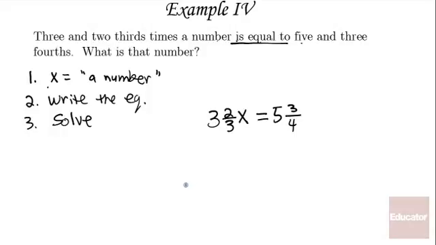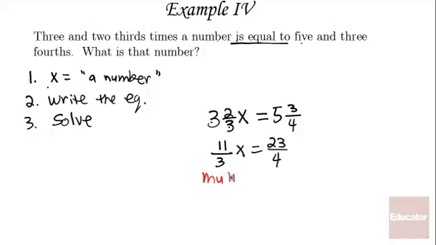Now, as I did in the previous example, I need to change these into improper fractions to make them easier to work with using the multiplication principle. So 3 times 3 is 9, plus 2 is 11. So that is 11/3 x equals 5 times 4 is 20, plus 3, 23/4. Okay.